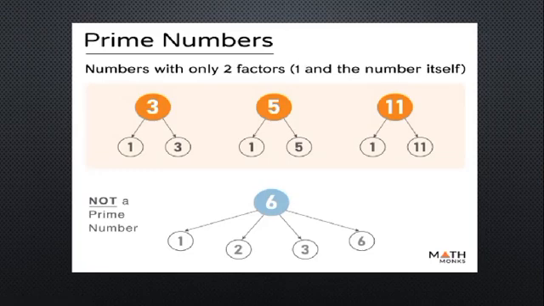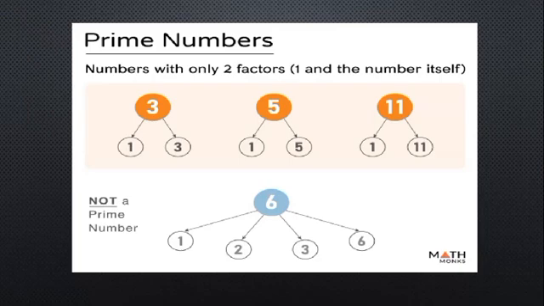Numbers with only two factors, 1 and the number itself, are prime numbers. Example, 3 has two factors, 1 and 3. It means when you multiply 1 by 3, you get 3. 5 also has two factors, 1 and 5. 11 has two factors, 1 and 11.